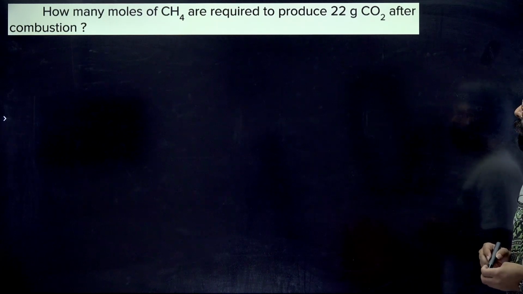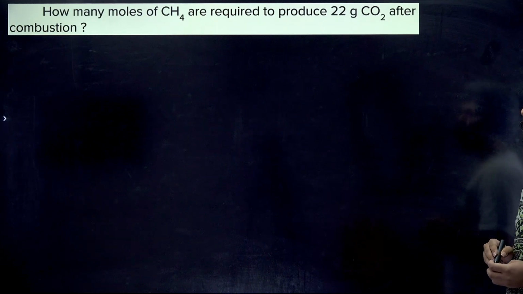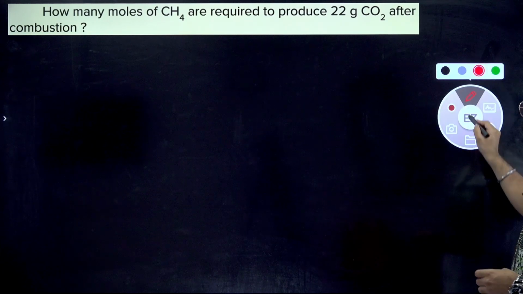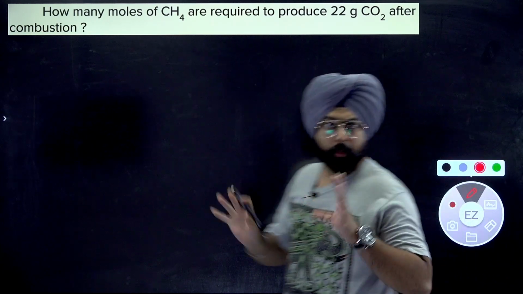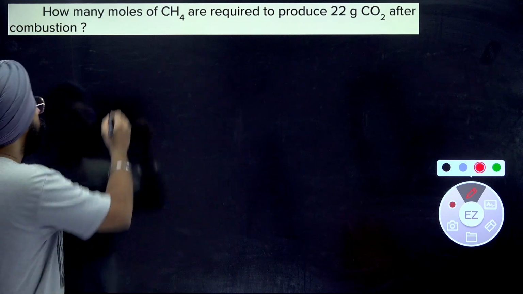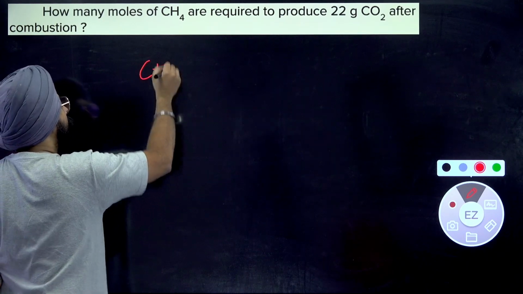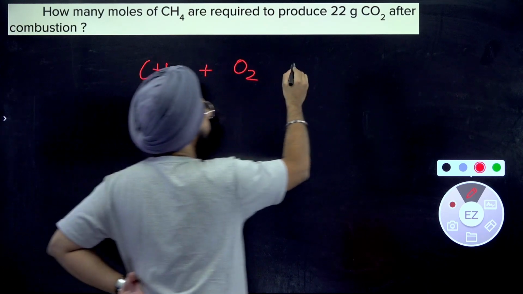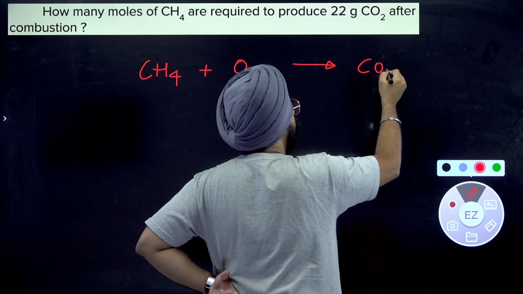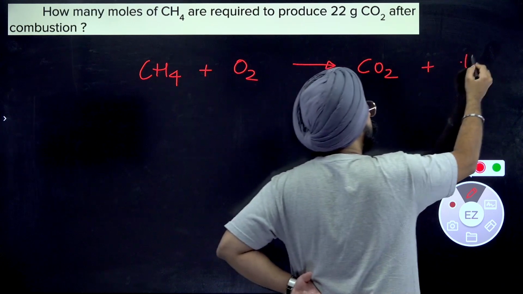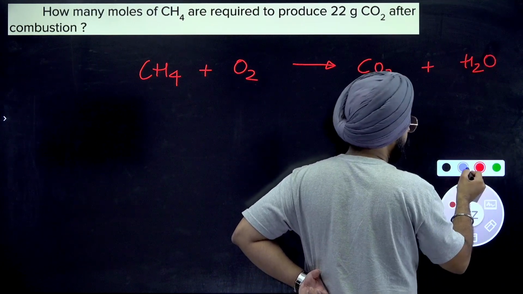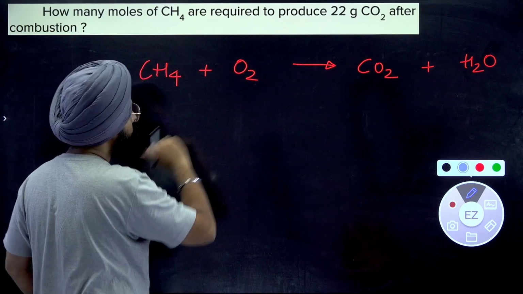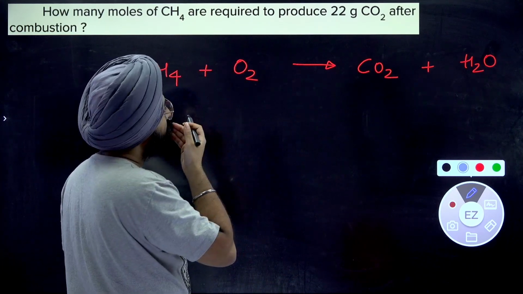How many moles of CH4 are required to produce 22 grams of CO2 after combustion? Can we write the equation first? Let's write the chemical equation. So the equation will be burning of CH4. CH4 plus O2 gives me CO2 plus H2O. Right? This is what we have. Now, should we balance the equation? Obviously we should. Yeah?